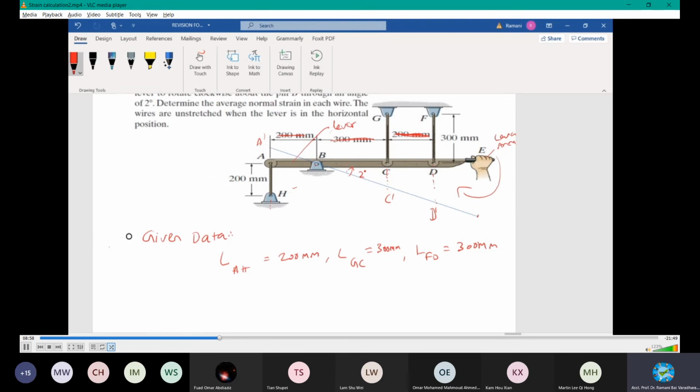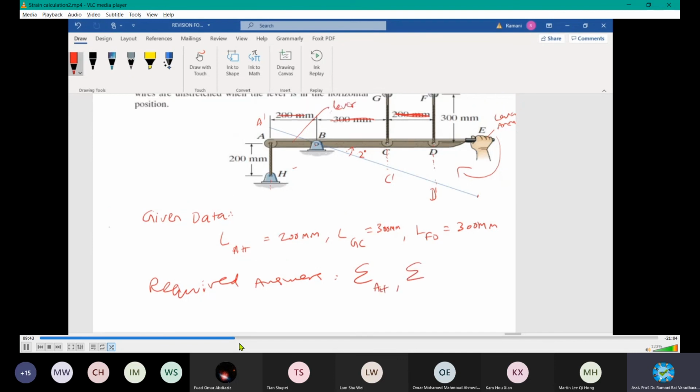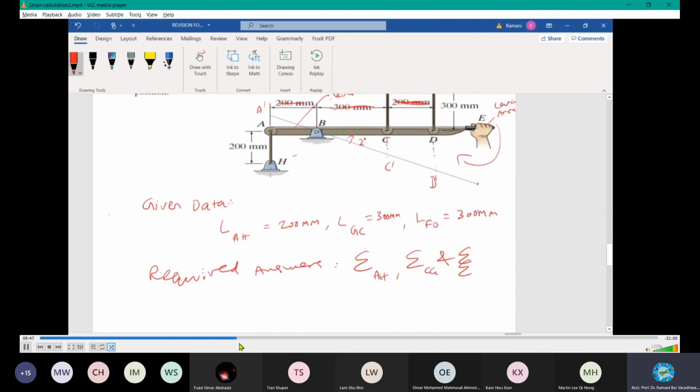AF, GF, and FD are important. In doing so, you need to find the original and change in length of the members. Let's start from this one. Required answers: the strain values. I mark the strain at this point: strain at AH, strain at CG, and strain at DF.